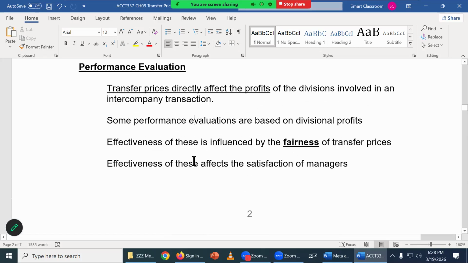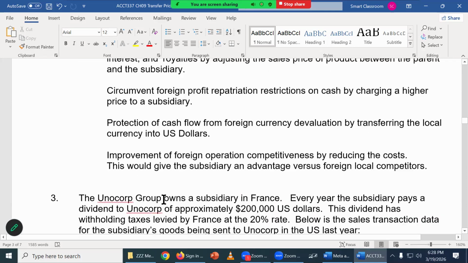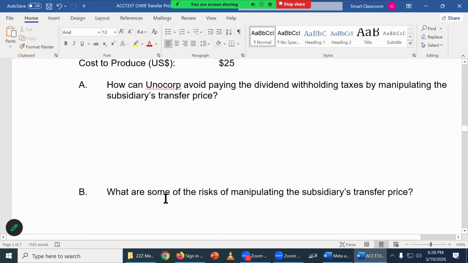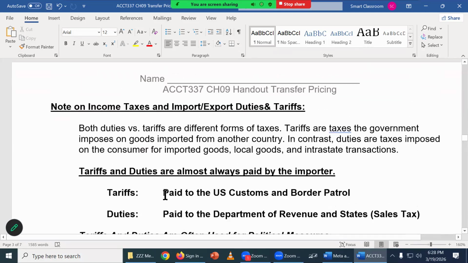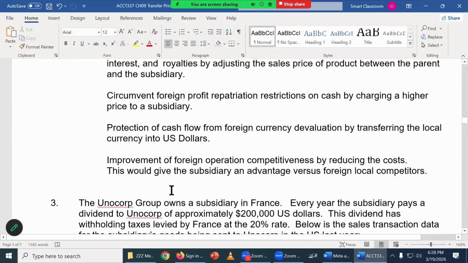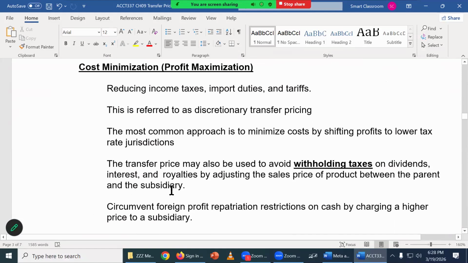Okay, let's see here. Profit maximization. Let's go to the next page. By the way, this is a short chapter. The actual doing of this stuff in real life is very complex, but what we're doing is cost minimization and profit maximization. If you've had operational management classes, they'll probably tell you those are the same thing.